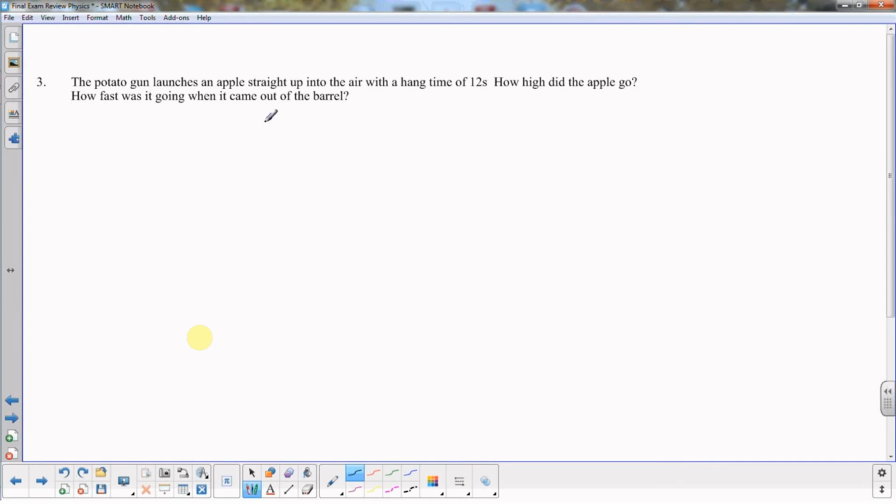So potato gun launches an apple straight up in the air with a hang time of 12 seconds. So that right there is very important. That means 6 seconds up and 6 seconds down. We can use that. How high did the apple go? So now I'm looking for a distance. How fast was it going when it came out of the barrel? So now I'm looking for some sort of a velocity. And when it comes out of the barrel, it's usually a VI. So we can actually look at this 12 seconds and get some good stuff out of it.